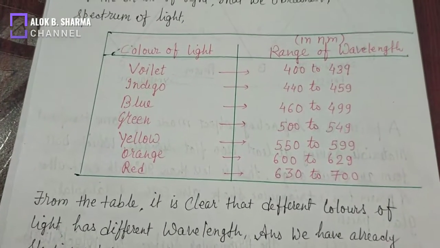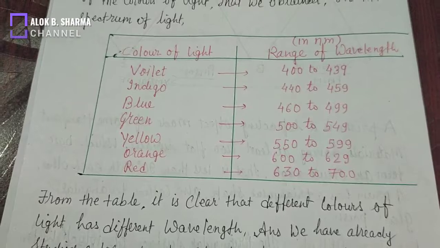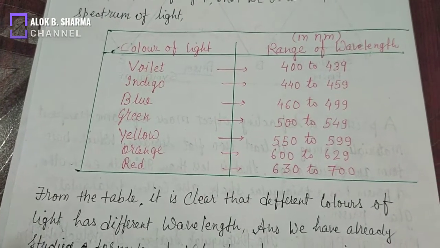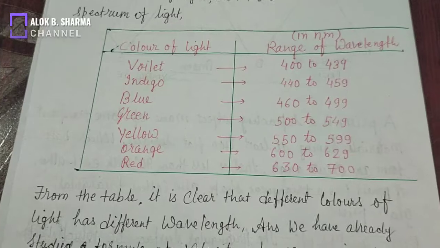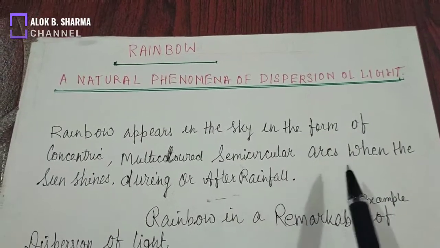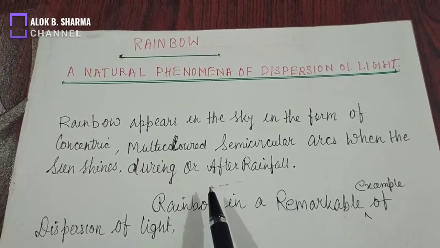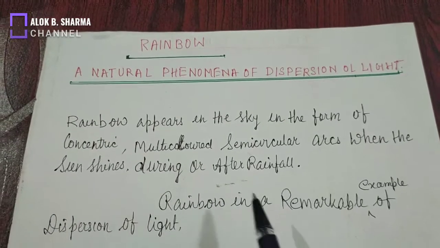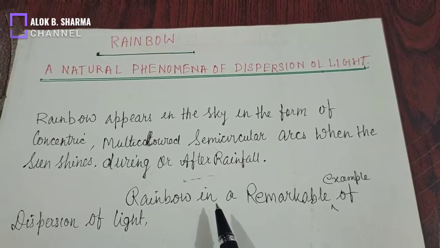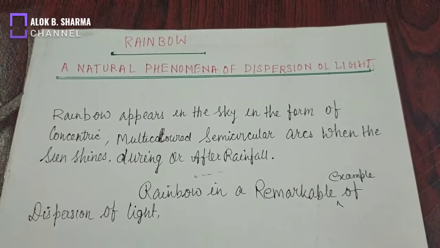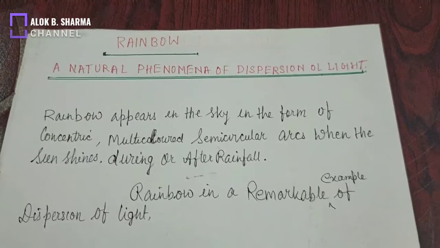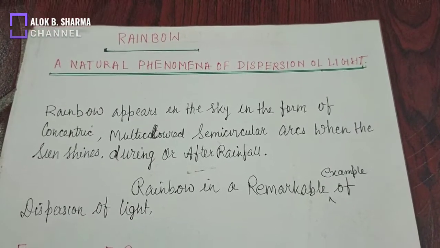Now see the natural phenomenon which is based on dispersion of light, that is rainbow. Rainbow, a natural phenomenon of dispersion of light. Rainbow appears in the sky in the form of a concentric multicolored semicircular arc when the sun shines during or after rainfall. Rainbow is a remarkable example of dispersion of light. Rainbow always forms in the direction opposite to the sun.